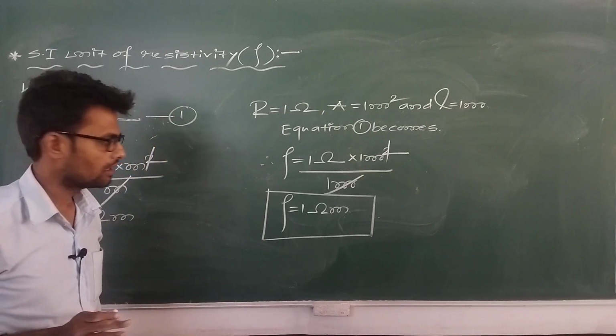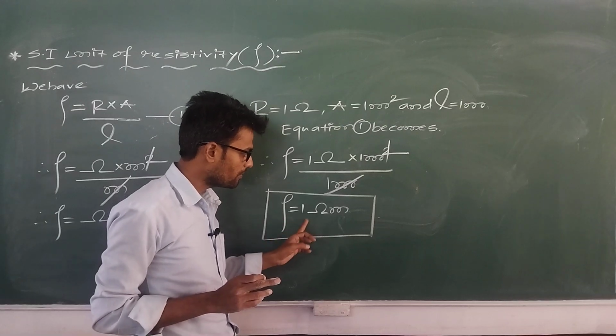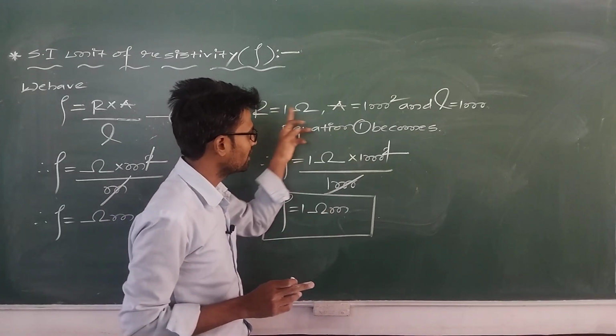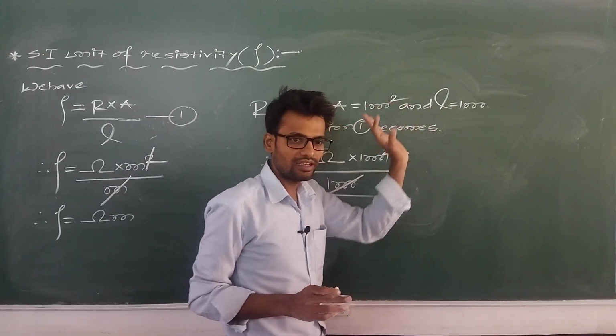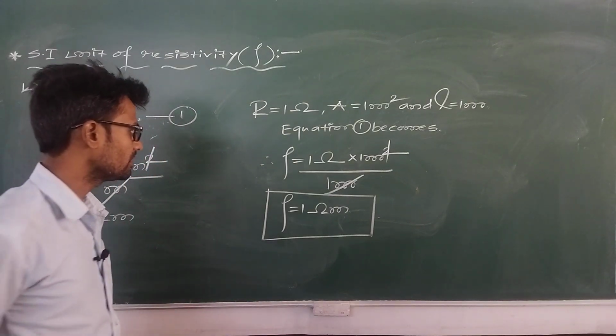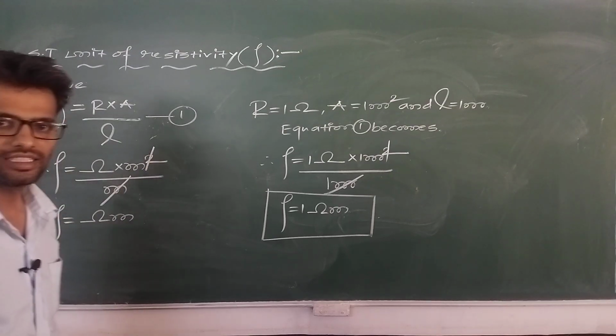See, the resistivity of the conductor is said to be 1 ohm into meter when the resistance of the conductor is 1 ohm, the area of cross section of the conductor is 1 meter square, and the length of the conductor is 1 meter. Right? So, things to be remembered. And one more thing here.